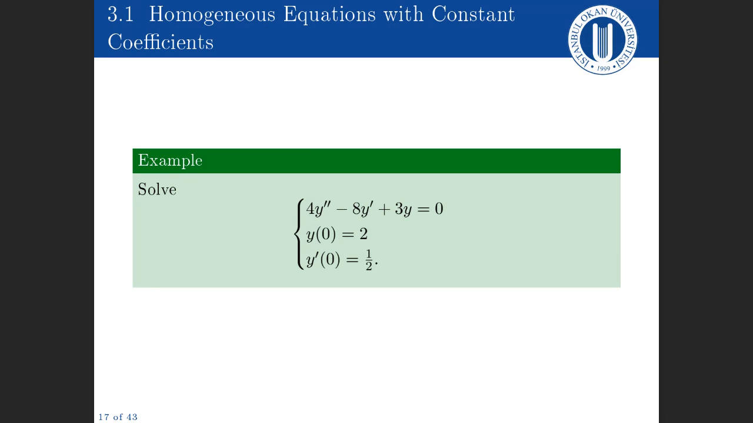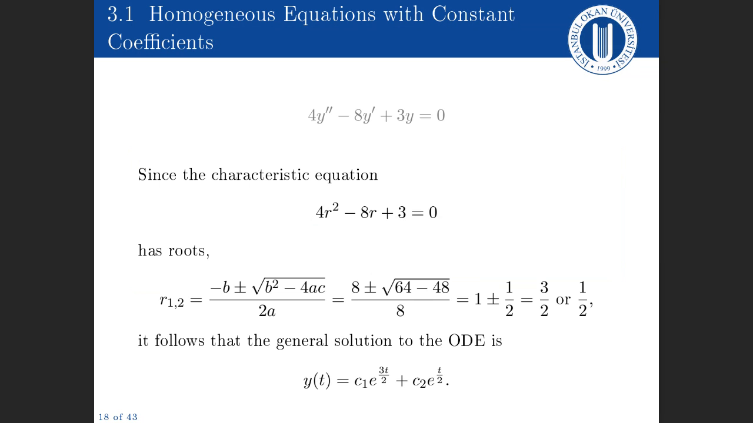Let's do another one. Solve the initial value problem: 4y double prime minus 8y prime plus 3y is equal to 0 with the initial conditions y of 0 is equal to 2 and y prime of 0 is equal to 1/2. So what do we do? The first thing we do is we write down the characteristic equation. The numbers in the differential equation are 4, minus 8, and 3. So the numbers in the characteristic equation must also be 4, minus 8, and 3.